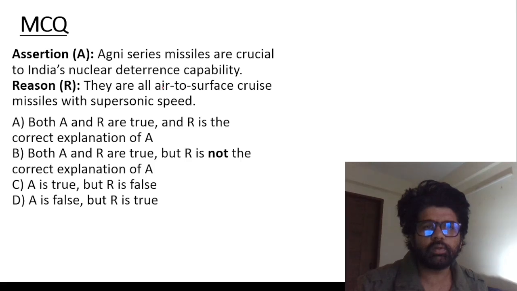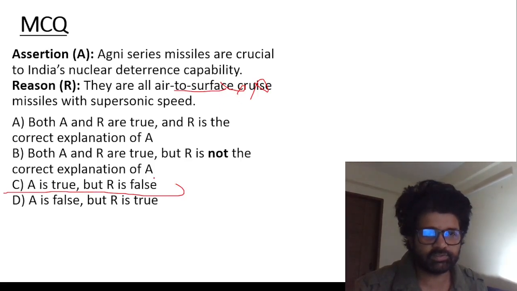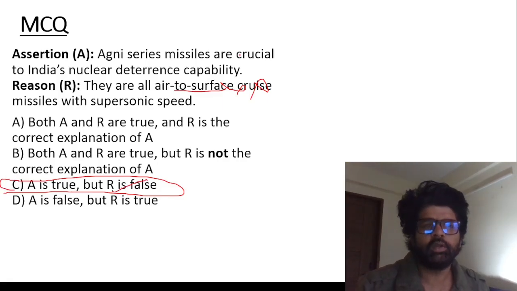So Agni series is not an air to surface cruise missile. It's a ballistic missile. So if R is false, the answer is C. A is true, but R is false.